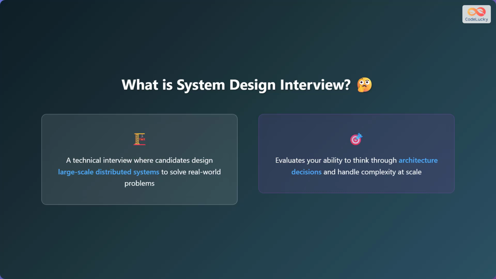So, what exactly is a system design interview? It's a technical interview where you, as a candidate, are tasked with designing large-scale distributed systems to solve real-world problems. It is not just about knowing the technologies, it is also about how you apply the technologies. The primary purpose of this interview is to evaluate your ability to think through architecture decisions and handle complexity at scale. System design interviews are more open-ended and require a good understanding of the different components that make up a large-scale system.